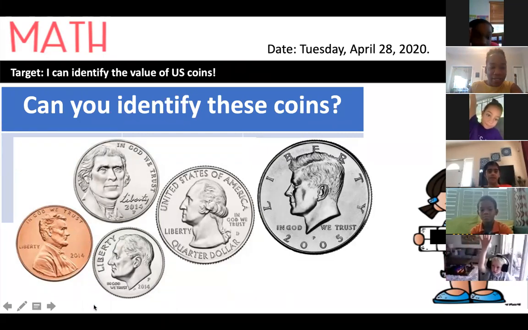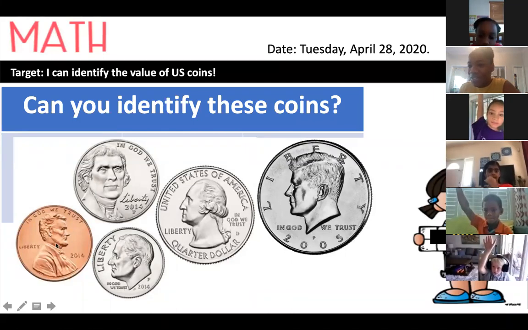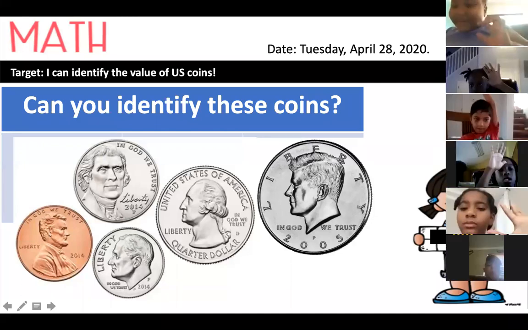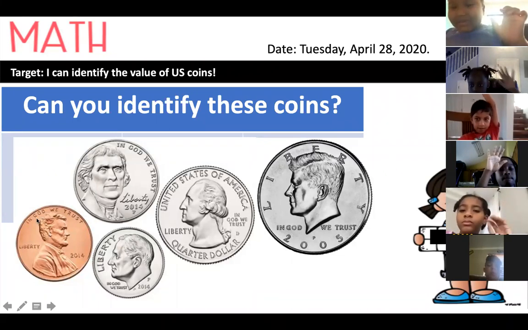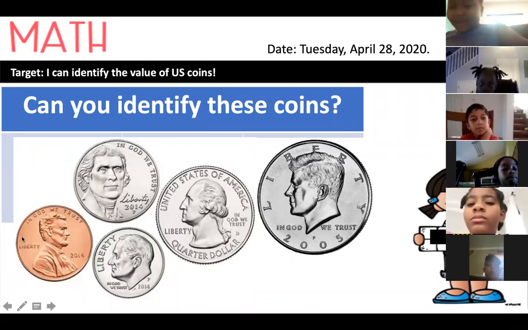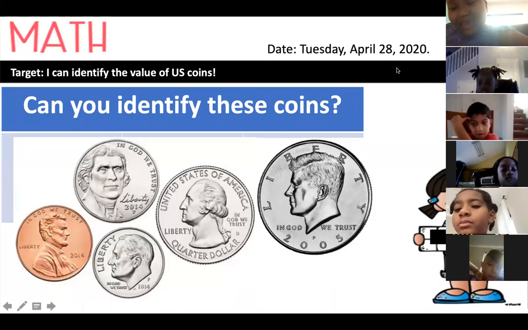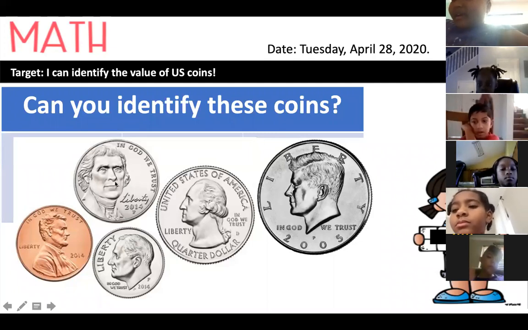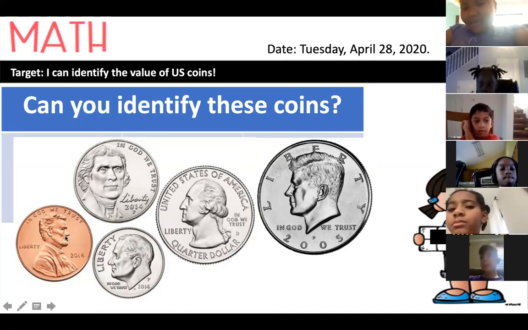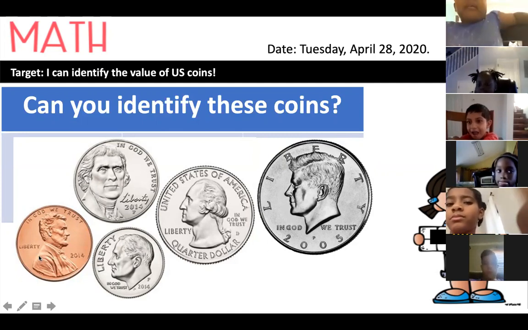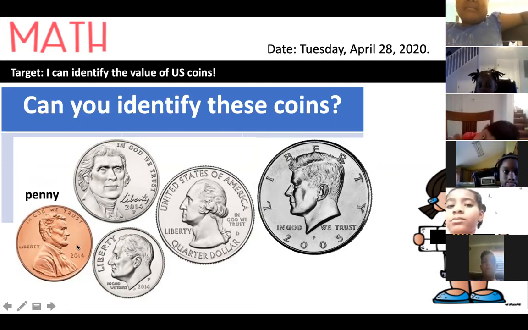What is this coin? Go ahead. Let me see who's that with their hand raised. Go ahead, Gabby. What's this coin? Say it again, Gabby. Unmute your mic. Go ahead, Gabby. It's a penny. Very good. It's a penny. Good job.